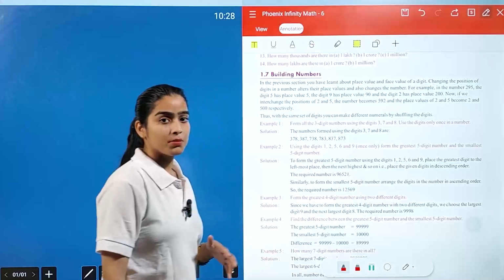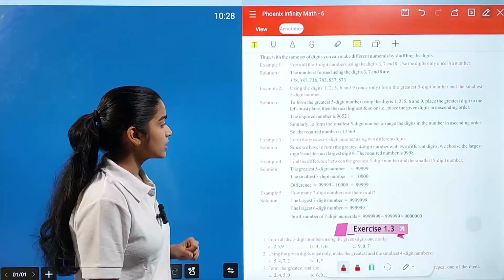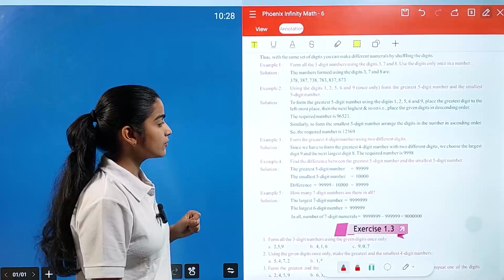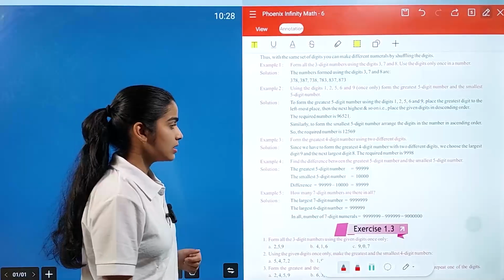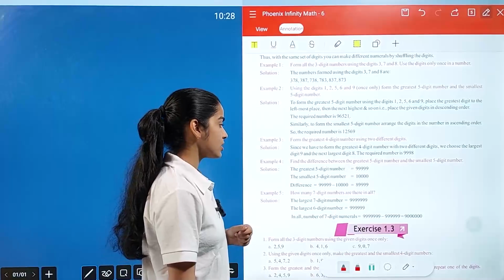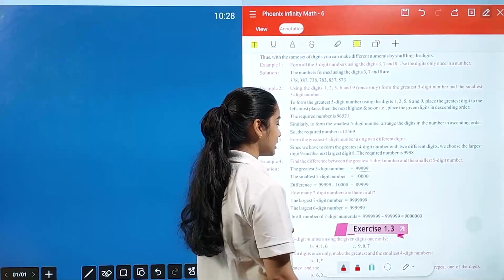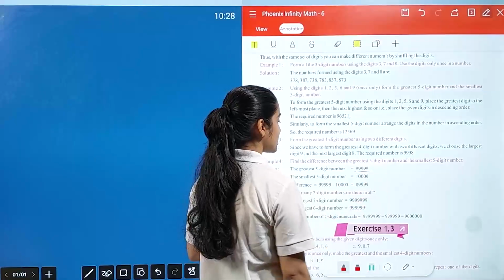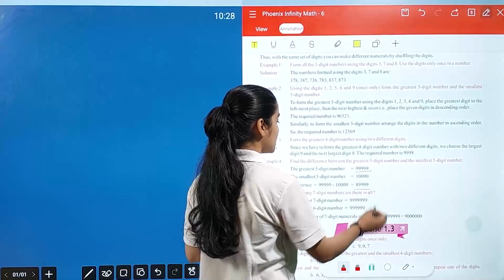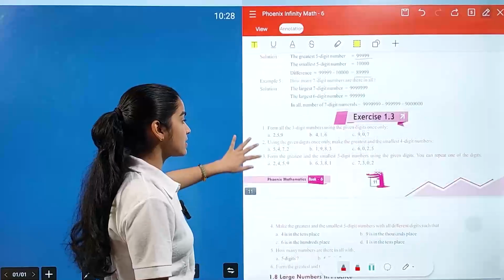So then you simply make your smallest and greatest number from the greatest 4-digit number using two different digits. So you can easily make it. Now find the difference between the greatest 5-digit number and the smallest 5-digit number. So this is your greatest 5-digit number, 99,999, and the smallest 5-digit number is 10,000. The difference between them is 89,999.